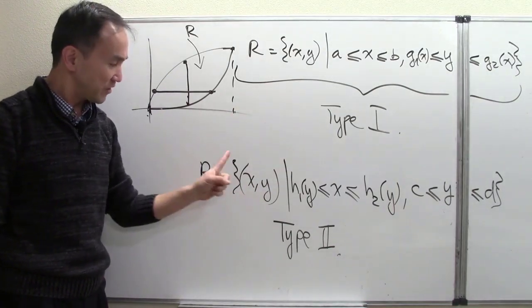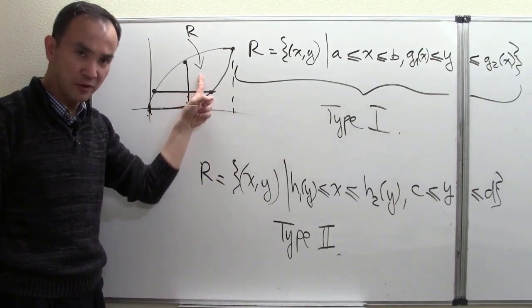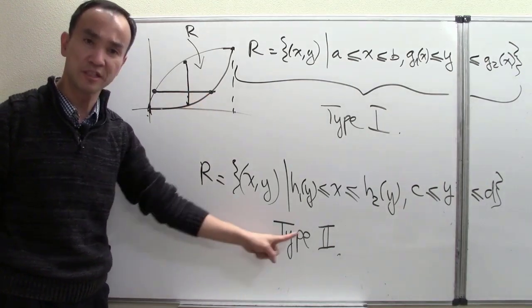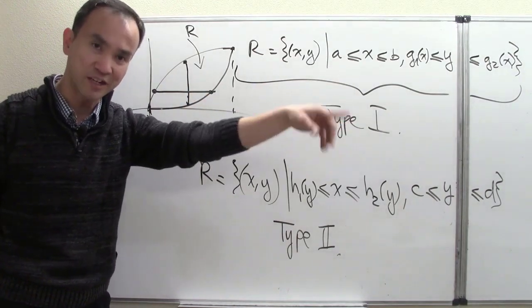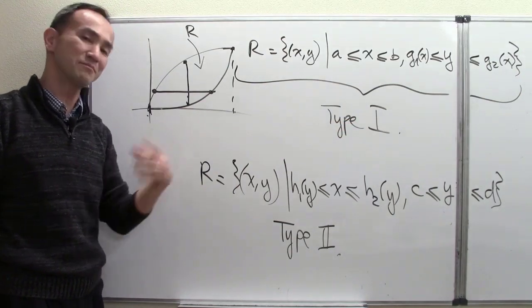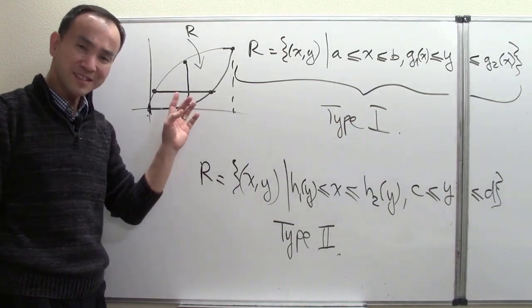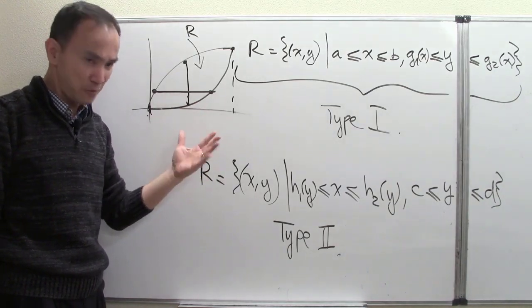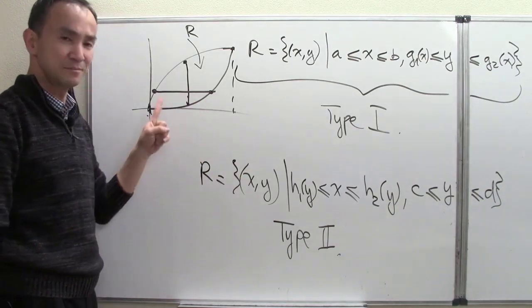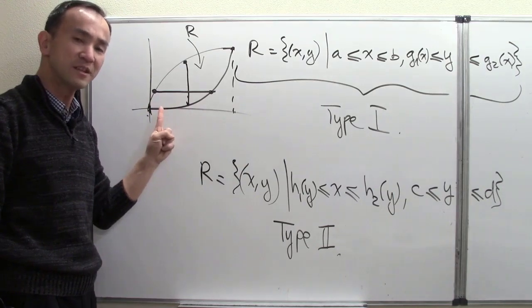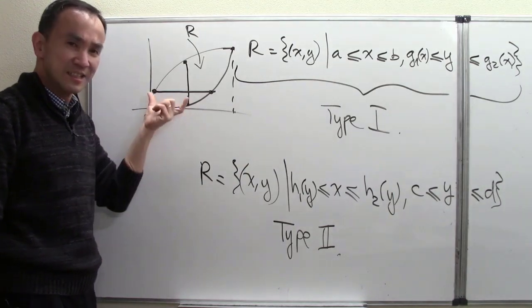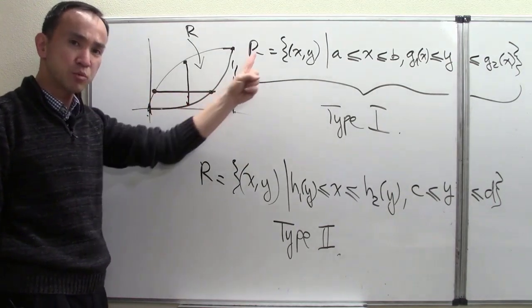Okay, so if you can express whatever region you have as a type 2 description, then you use the other integral that was shown earlier in our discussion. At the end of this example, we already got an answer. Before I completely move on from this example, you can see that this is one region where we can express it in both types.